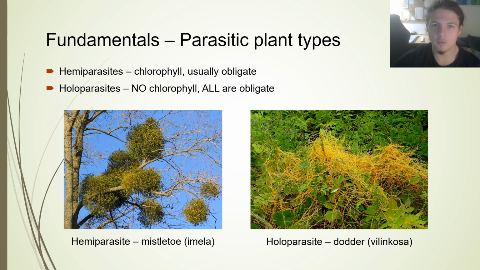Moving on to the main topic of this presentation, which is parasitic plants, they can also be grouped into two major types: hemiparasites and holoparasites. The two types can be easily visually distinguished from each other because hemiparasites have chlorophyll, while the holoparasites do not have it, and they usually lack any kind of pigment at all.